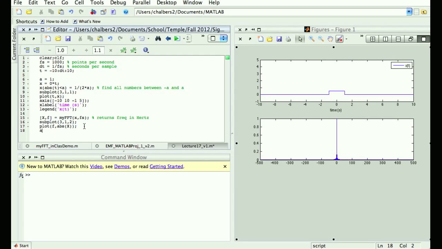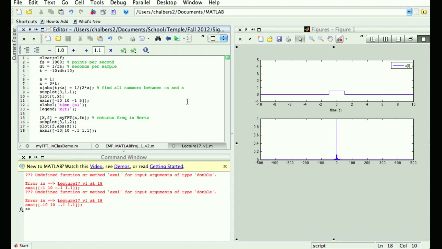Let's see, axis, I don't know, minus 10 to 10, minus 0.1 to, let's see, 1.1. Hey, look at that. Let's zoom in even a little bit further. What do you think? Is that what we anticipated? Is it a sinc function? Yes. Is the height the value that you expect?